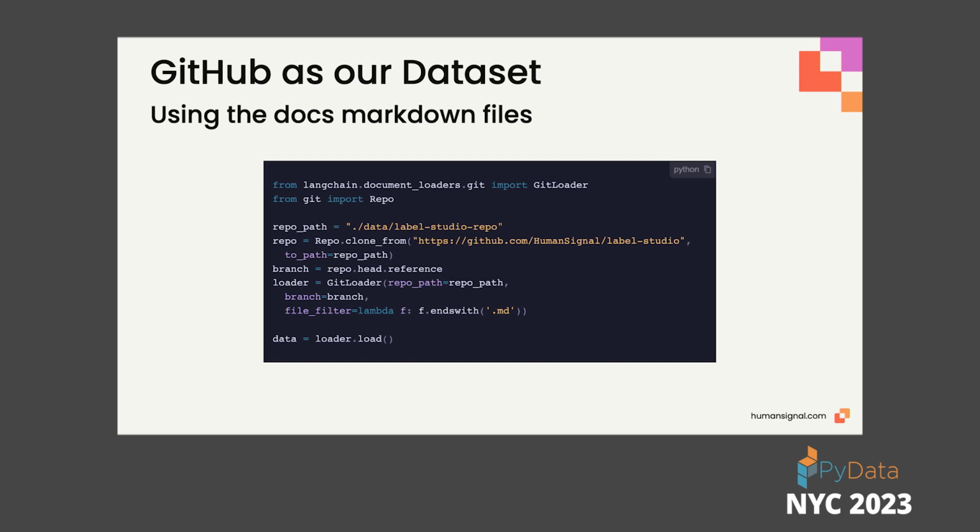If you're using RST as your documentation format, you would just replace MD with RST. If you're using text files, or you want to pull documents from somewhere else, like Wikipedia, there are document loaders that will go and grab documents from different sources. But we're going to be using the Git loader. We're going to be pulling in markdown files because we document Label Studio with markdown, and then we're going to load the data into that.